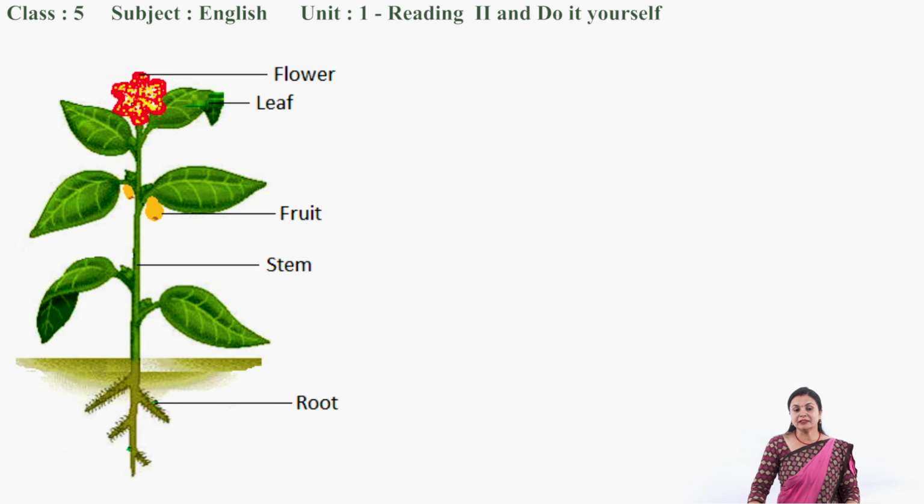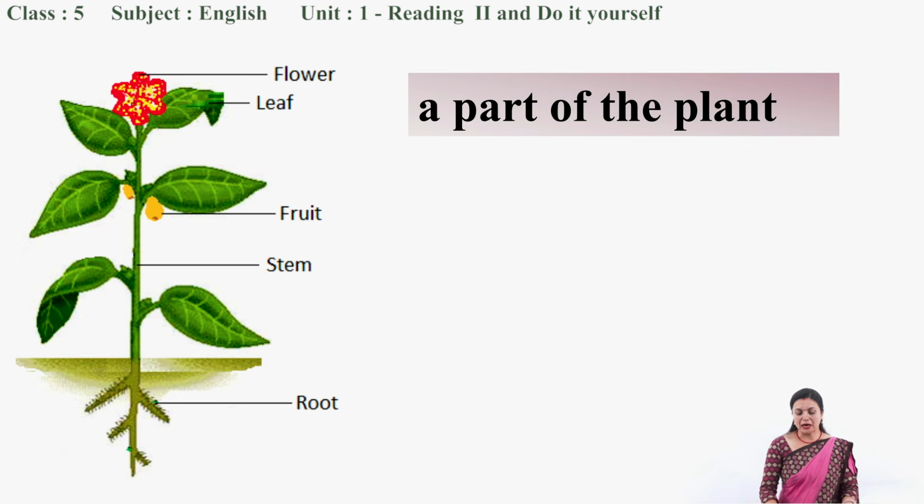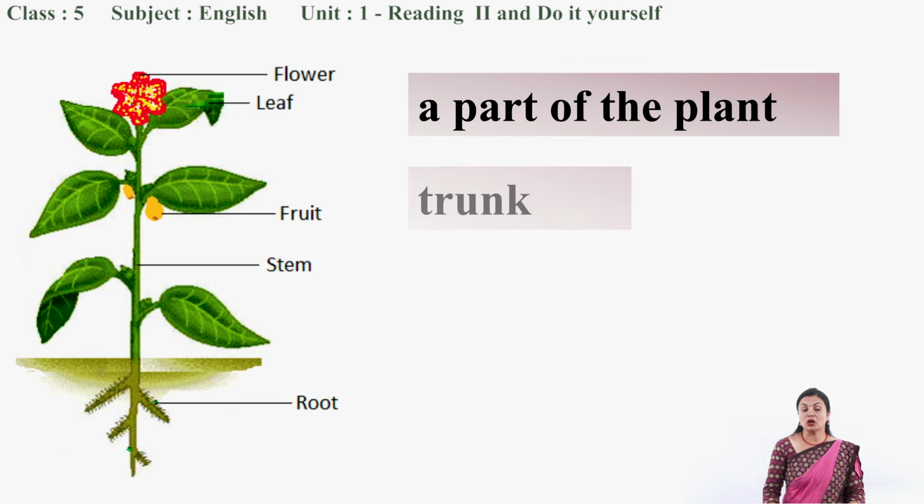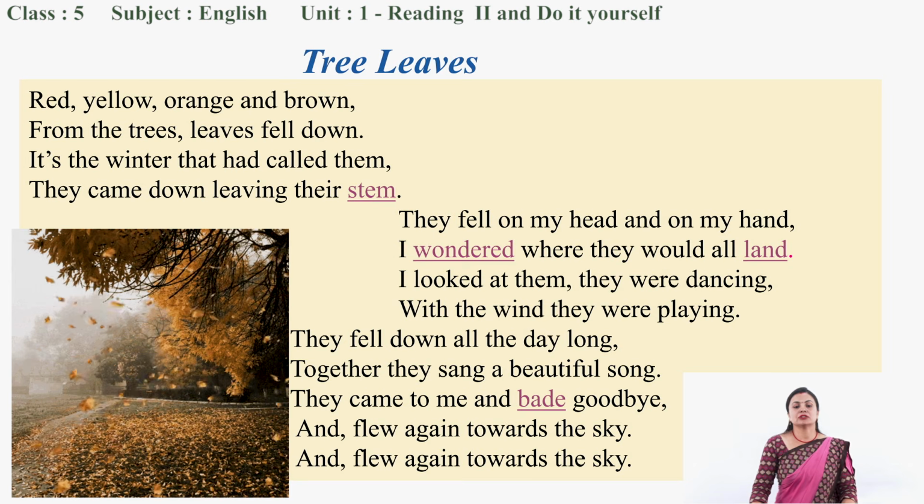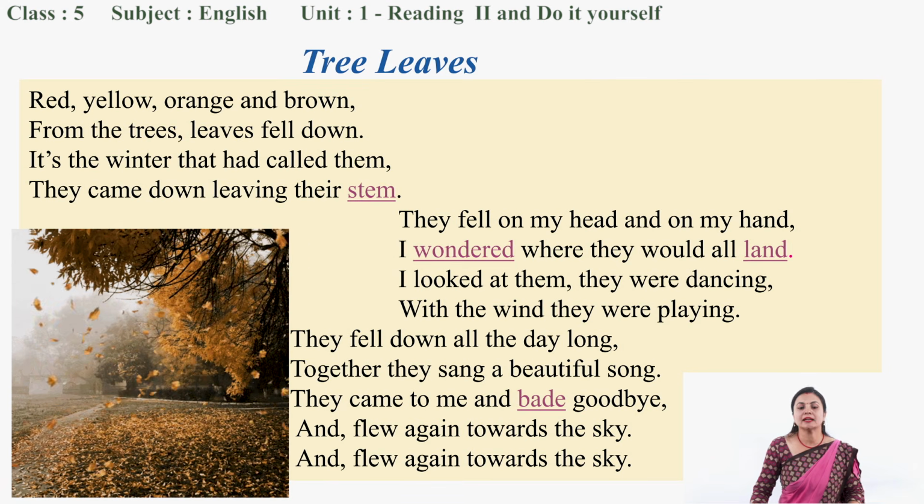Yes, you can see here, this is a plant. And you can say this part is called stem. So it is a part of a plant. Of course, stem is a part of the plant. Also, it is called trunk. Yes. So now, let's see another word. What is written here? Can you read this?